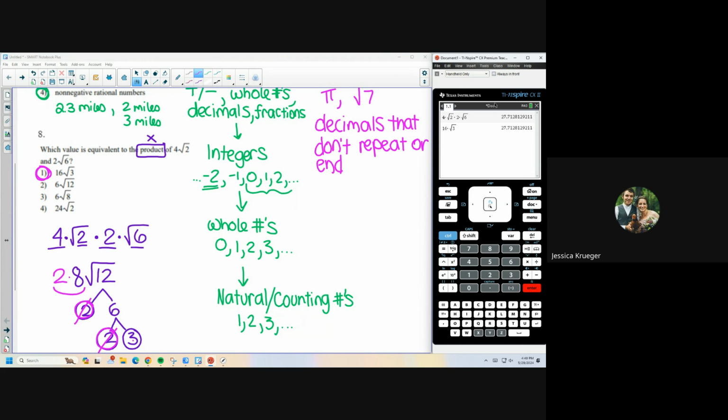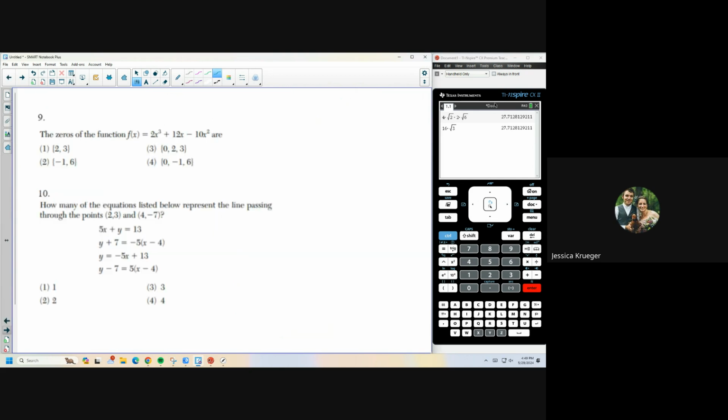If they wanted you to add, they would have asked you about the sum. The sum means add. Difference means subtract. And quotient means divide. Those are good things to commit to your memory.